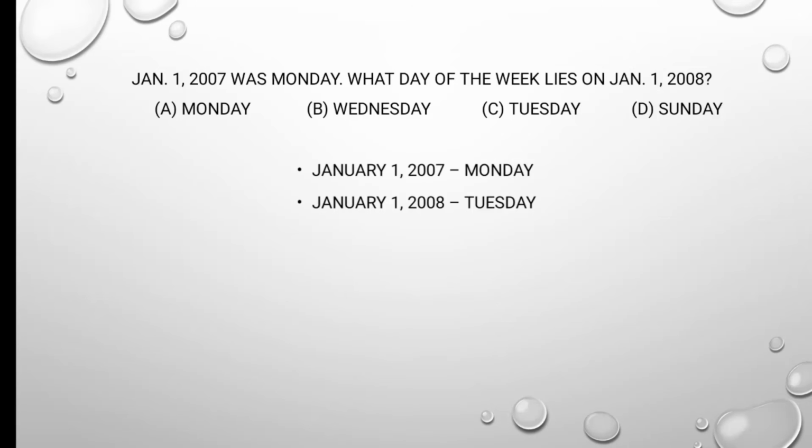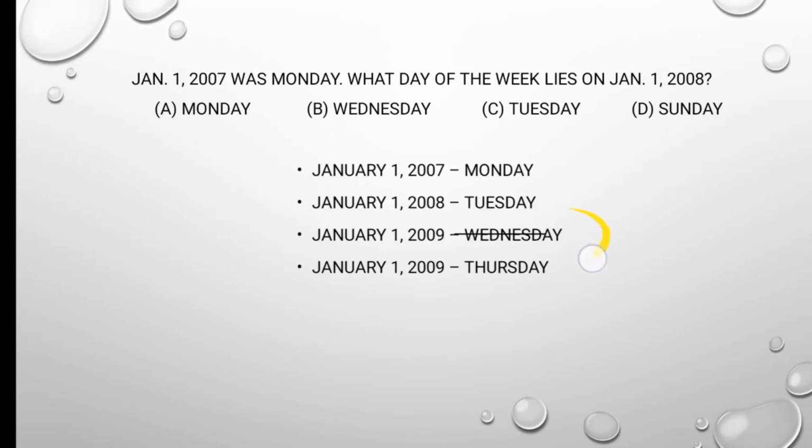Now let us move a step ahead. For the year 2009, the day for January 1 is not Wednesday, because when I am talking about 2008, it is a leap year and the number of days between these two dates, the number of odd days will be 2, because it is a leap year. So we have to add 2 to the previous day. After Tuesday we'll get January 1, 2009 as Thursday, not Wednesday, because the number of odd days for a leap year is 2.